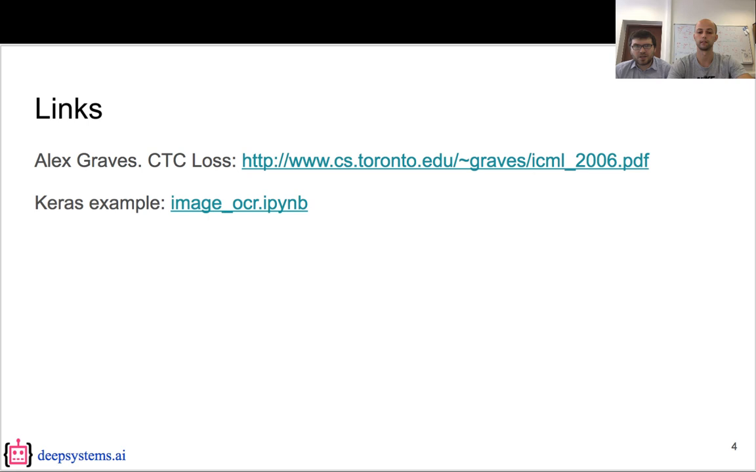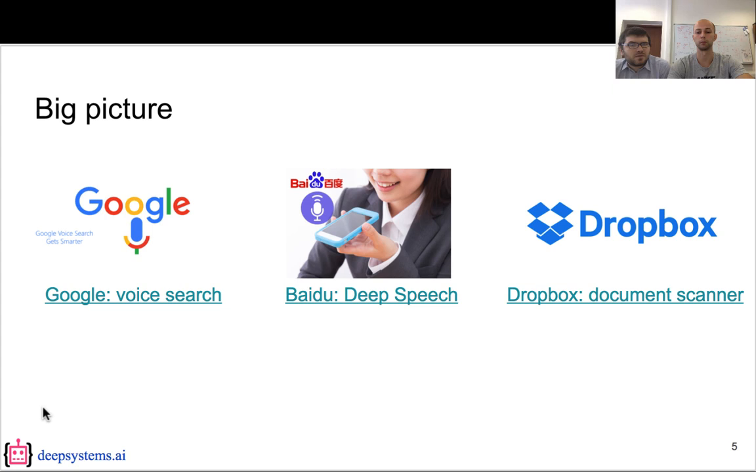Max, can you give some applications of such end-to-end systems that are widely used in production today? Yes, of course. The examples are on the next slide. This type of architectures is widely used in well-known production applications, such as Google Voice Search or Baidu Deep Speech. Good example of image OCR in production is explained in Dropbox's tech blog. You can follow the links for more information.